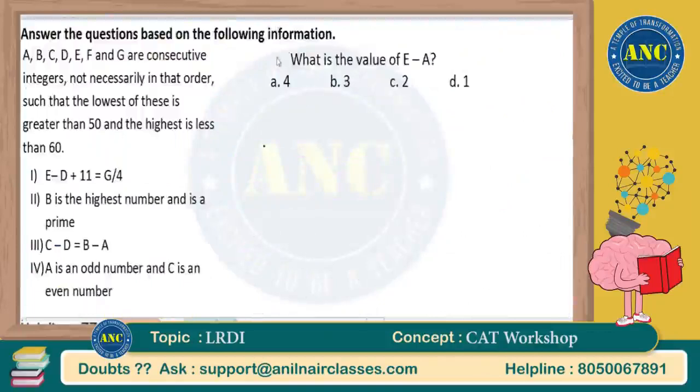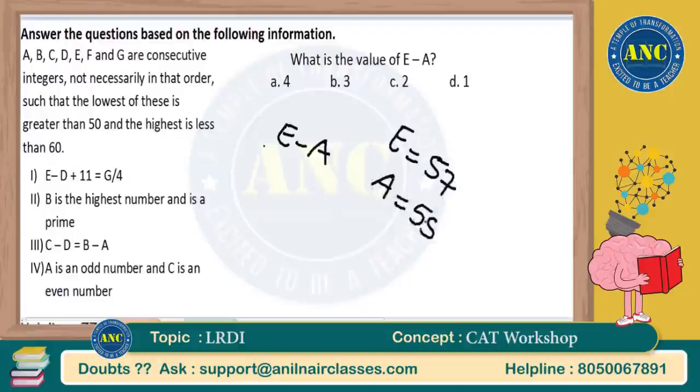Third question. E minus A is. What is E minus A? What is the value of E? E is nothing but 57. What is the value of A? A is nothing but 55. 57 minus 55. What will be the answer? Answer is 2.